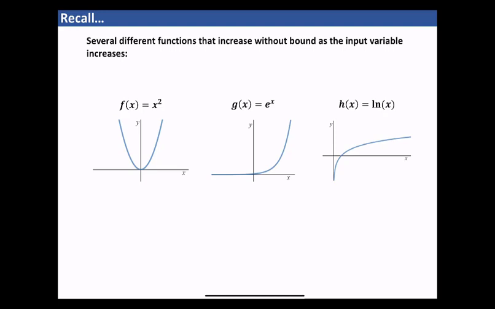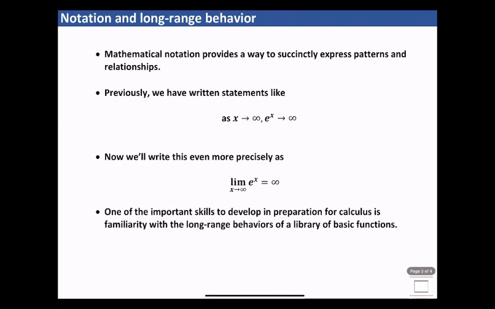And we also considered the elementary rational functions 1 over x squared, and in general 1 over x to the nth power. Mathematical notation provides a way to succinctly express patterns in relationships. When discussing functions whose value increases or decreases without bound, we use limit notation to show this.